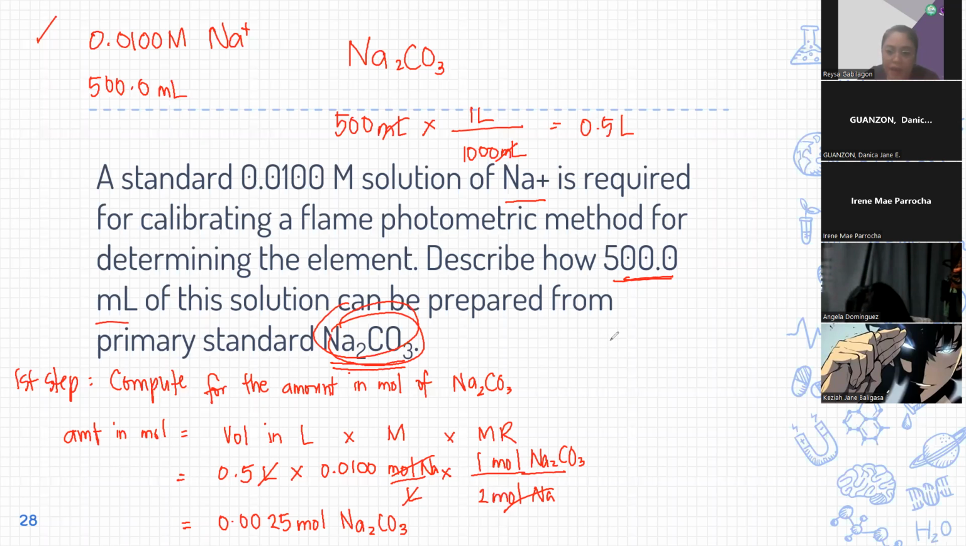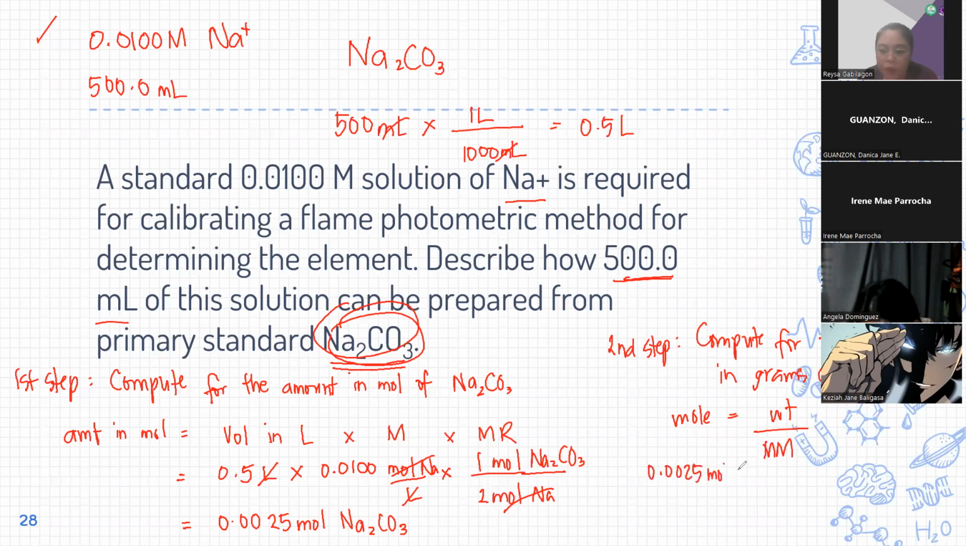Next step is to compute for the amount, this time in grams, of the sodium carbonate. Using the same formula, moles is equal to weight in grams divided by its molar mass. So, the moles we computed earlier is 0.025 mole. And then, we are computing for the weight.